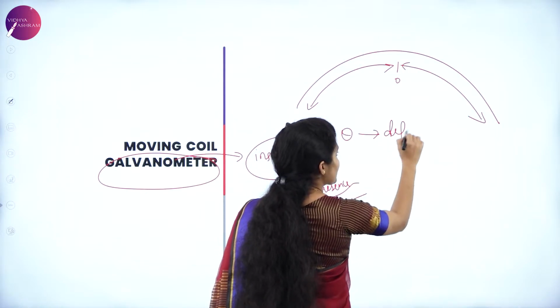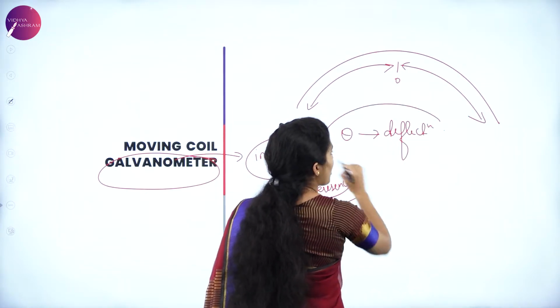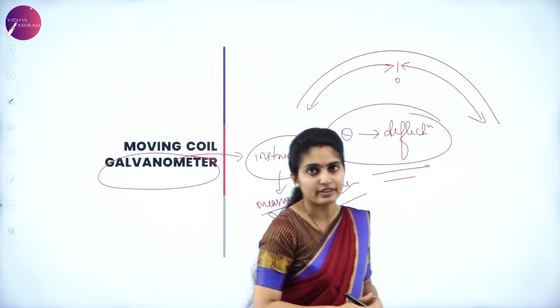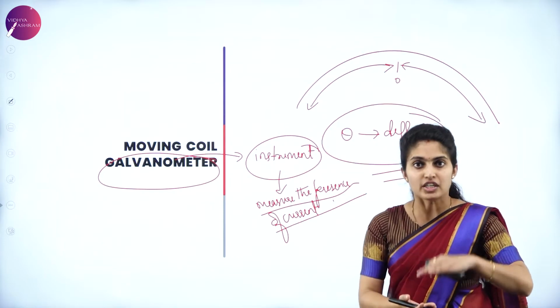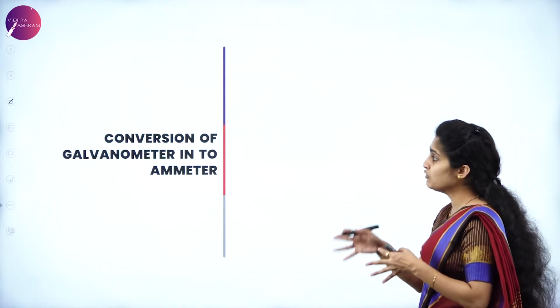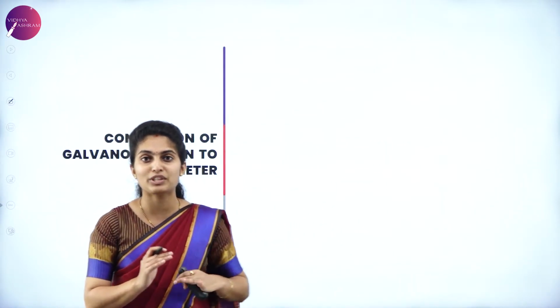Theta gives the deflection of the galvanometer, which shows how much current is present in that instrument, that is the galvanometer. Having this concept in your chapter Moving Charges and Magnetism, we are dealing with two types: conversion of galvanometer into ammeter and conversion of galvanometer into voltmeter. There are two concepts.